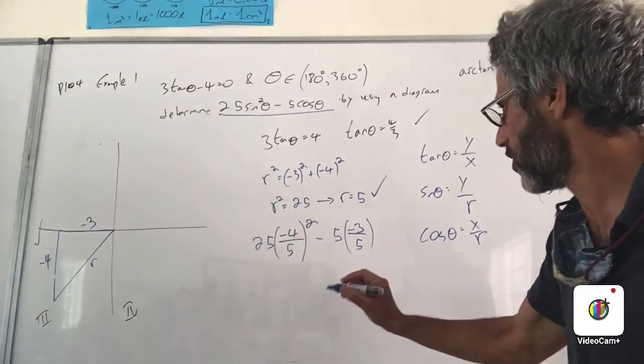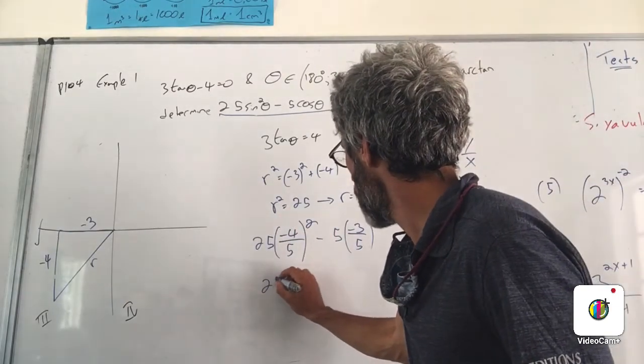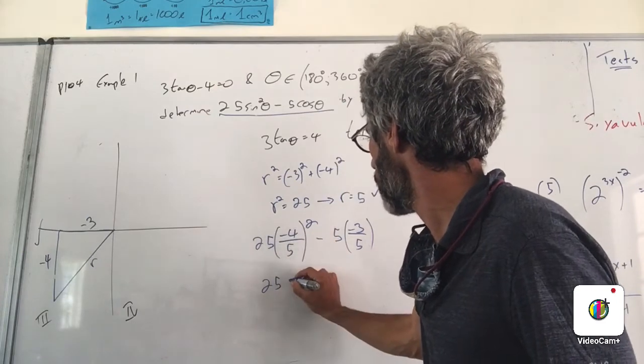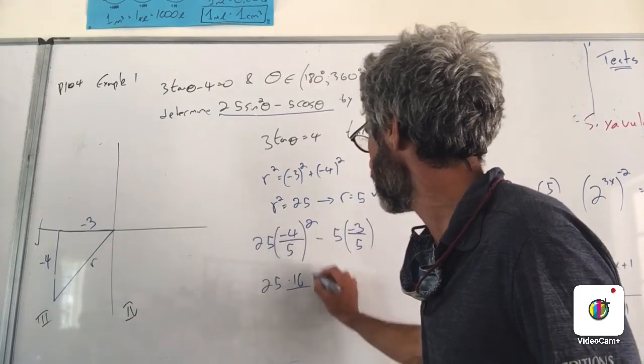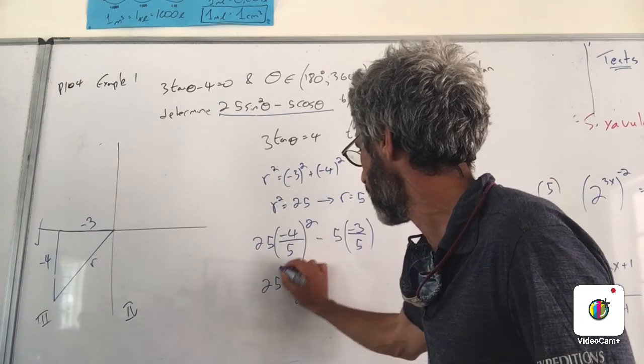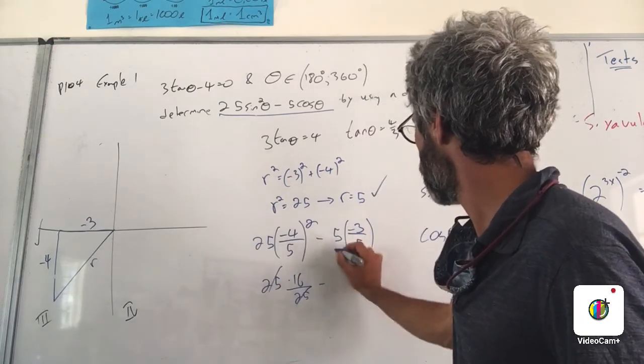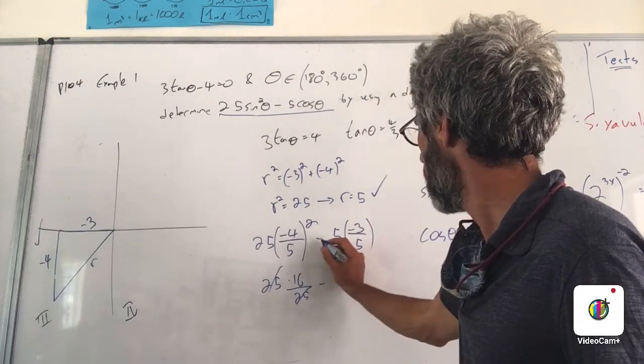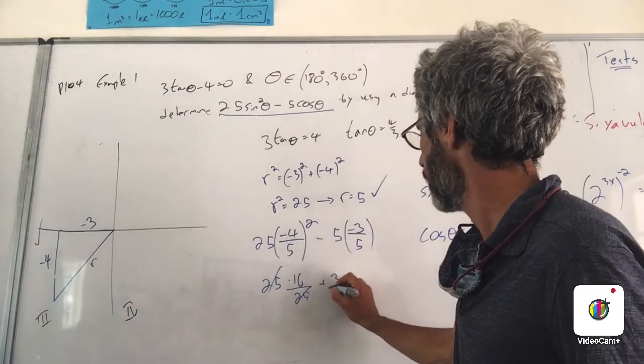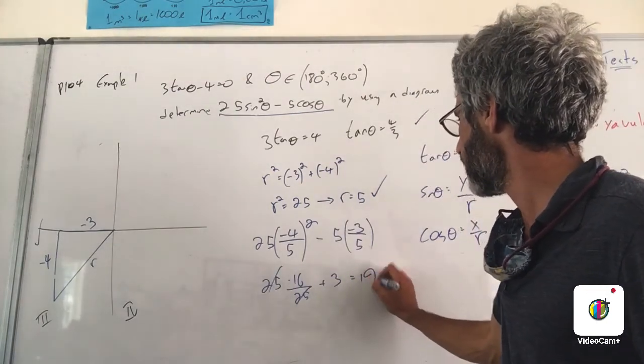Let me just do that. Squaring the minus 4 gives 16, squaring the 5 gives 25. Minus 5 and the 5 cancel out. Minus times minus is plus 3. The answer is 19.